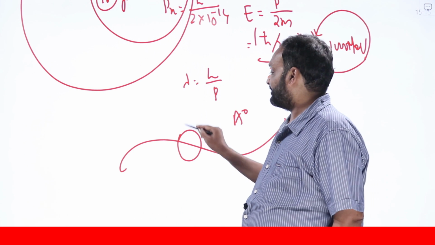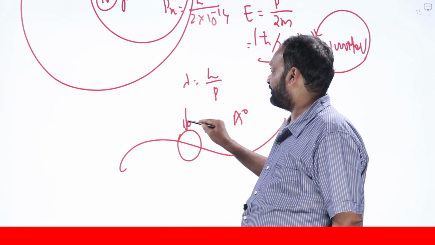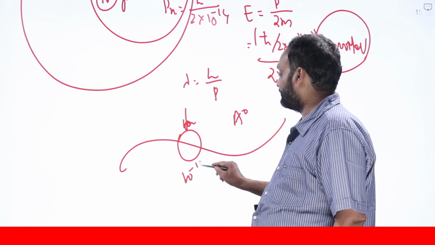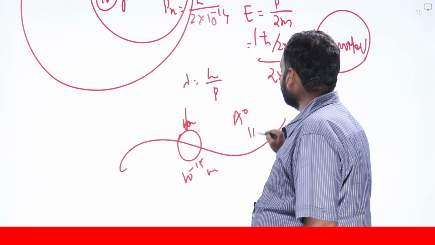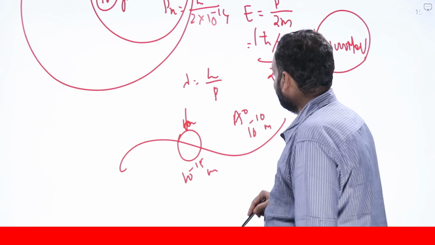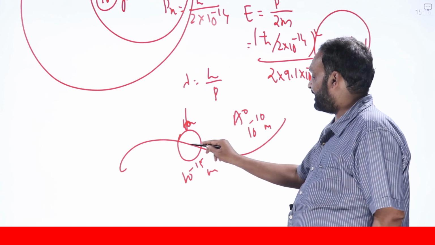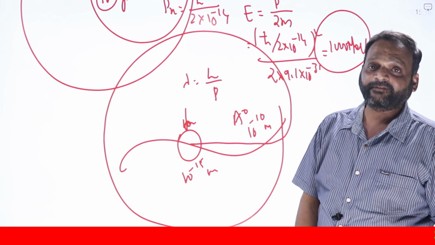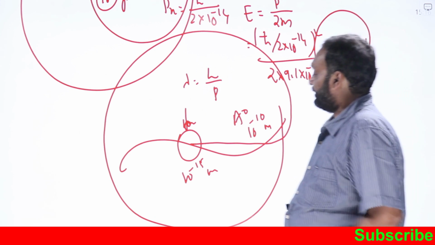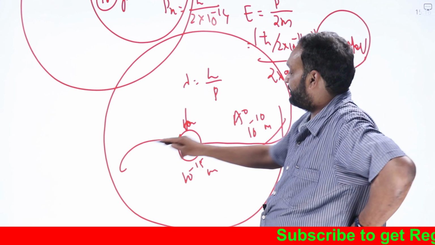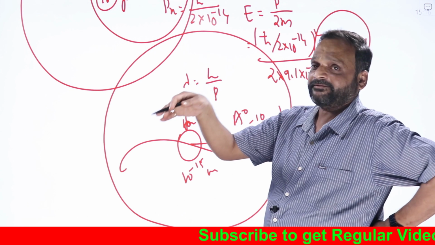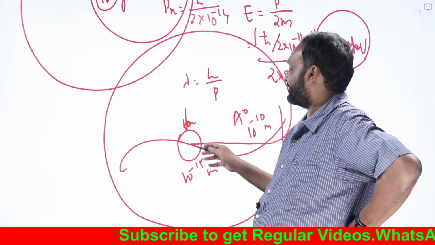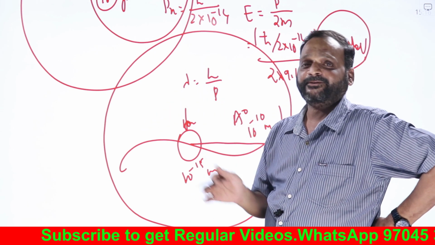Whereas the size of the nucleus is about femtometers, or fermi. This is 10 to the power minus 15 meters, whereas this is 10 to the power minus 10 meters. It means the radius of the atom is about 1 lakh times bigger than the radius of the nucleus. So the de Broglie wavelength of the electron is much bigger than the size of the nucleus. That is why the electron cannot stay inside the nucleus. That way also you can answer.